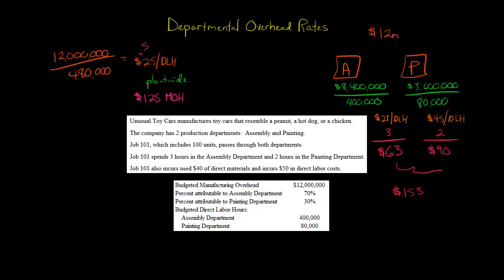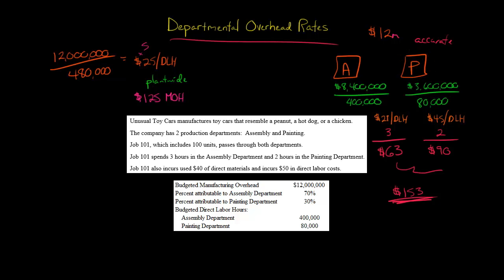In this example, and it's not always going to turn out this way, when we use departmental overhead rates, we have $153. So more manufacturing overhead is being applied to the job than if we had used a single plant-wide overhead rate. Why is that the case? Well, we're doing more accurate costing here. This is more time consuming for a company, since they have to calculate rates for each department, but it's more accurate because we're taking into consideration that it's more expensive to be in the painting department.